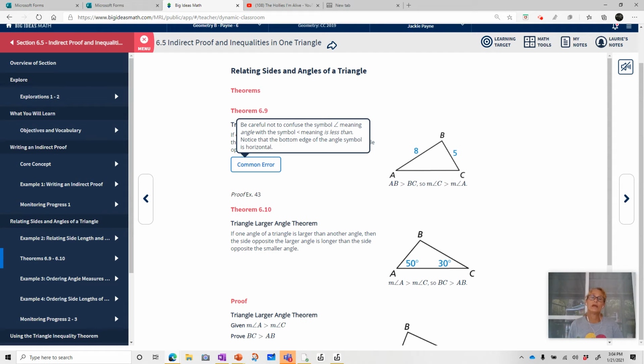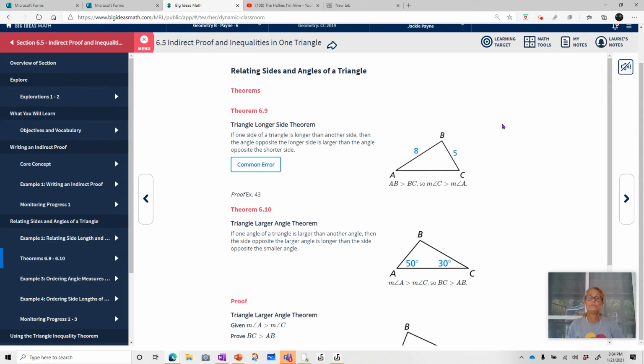The bottom edge of the angle symbol is horizontal. The less than symbol is kind of wonky. So if the angle is horizontal like this, that's the angle. And if it's off kilter, that's the less than sign.